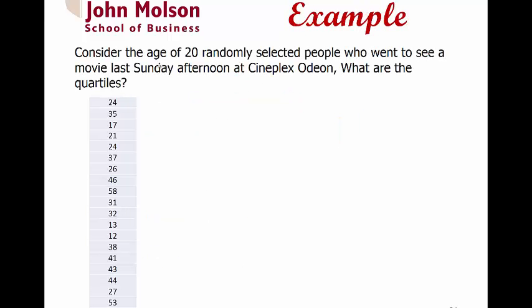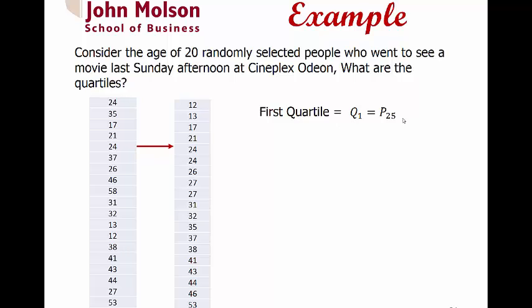Let us practice that. I look again at the age of those people who went to see that movie. It must have been a good movie, because we keep coming back to it. What are the quartiles? I need my Q1. The first quartile corresponds to P25.